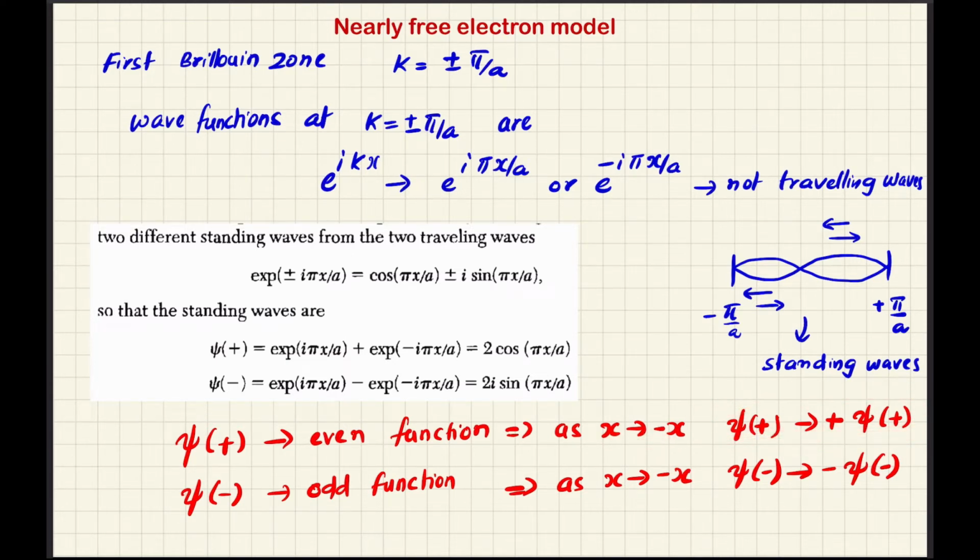And you can construct another combination. You take the minus sign of these two solutions, then you will get 2i sin pi x by a, and this is an odd function, in the sense that if you take x going to minus x, psi minus goes to minus psi minus. There is a change of sign when it undergoes a reflection. Such functions are called odd functions.